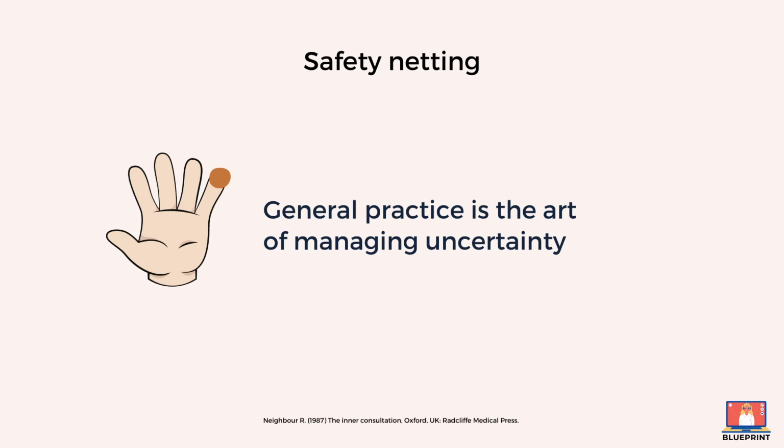The next part is safety netting. Safety netting is very important because we're dealing with a lot of uncertainty in general practice. So general practice is the art of managing uncertainty, and this is why safety netting is really crucial. But the way that is done is also important.